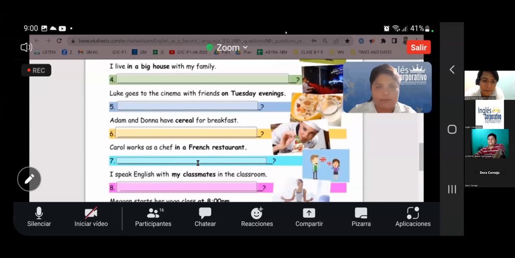Sí, la 7. Es que no sé por qué al final no se me ve, pero bueno. ¿Usted lo logra visualizar? Sí, creo que sí. Pero bien, en la 7 vamos. ¿A dónde nos quedamos? En la 7. Yo hablo inglés con mis compañeros en el salón. I speak English.